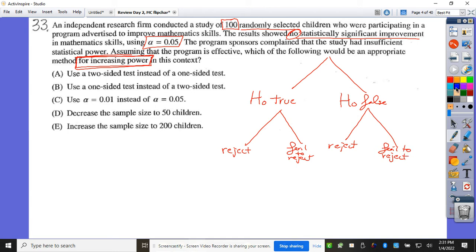So then we have names for the different paths. If my null hypothesis is true, but I rejected it, we call that a Type 1. This second one we don't have a name for. This third one, it's not technically a name for it, but it's like the ideal one. That's the whole reason we did the test: we think that's what we want to prove. And then this last one is a Type 2.